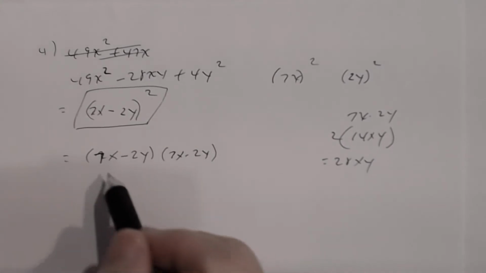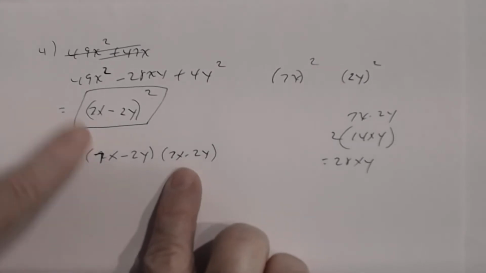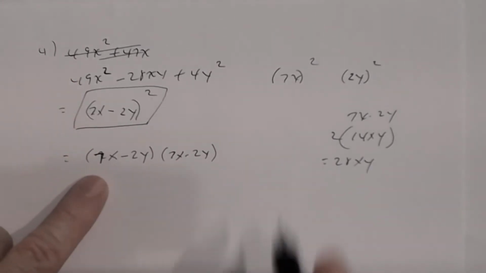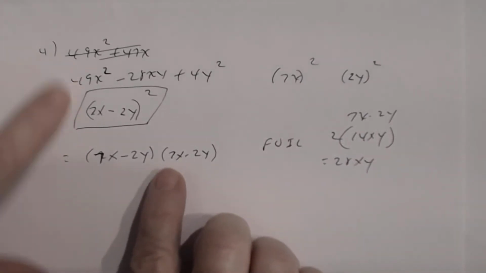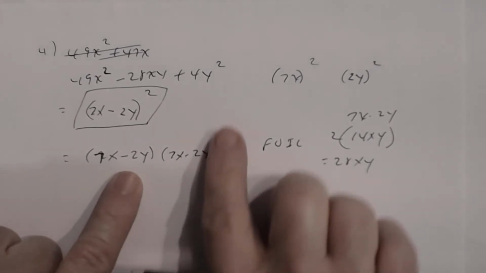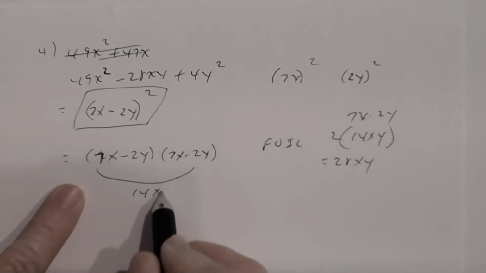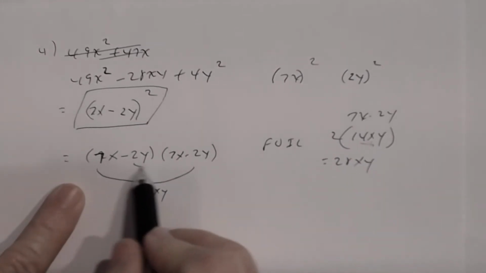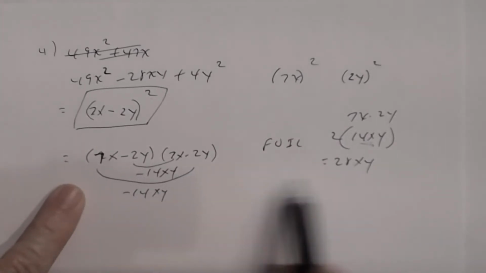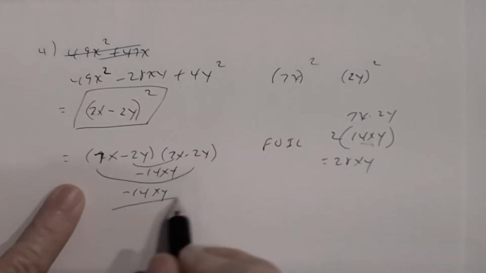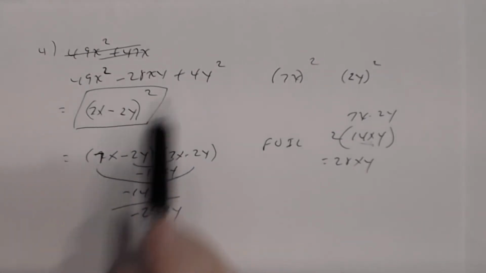All right. And again, just before you go on, double check. Make sure that if you check what you have, you get this back. So look, if I FOIL, 7x times 7x is 49x squared. A negative 2y times a negative 2y is a positive 4y squared. And the outer is negative 14xy, and the inner is a negative 14xy as well. So hence the idea of two of those. And when I add them up, I get negative 28xy, which is what you wanted. Okay? So this is a perfect square trinomial.